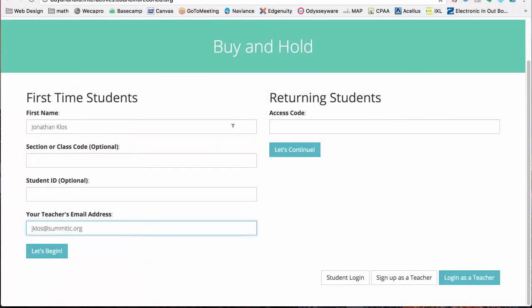Hey everyone, here we are. We are at the simulation and we're going to talk a little bit about going through some stocks, picking some stocks ourselves and seeing what happens over the long term. So I've got a teacher code. I'm going to log in just with my name and my email. Let's begin.